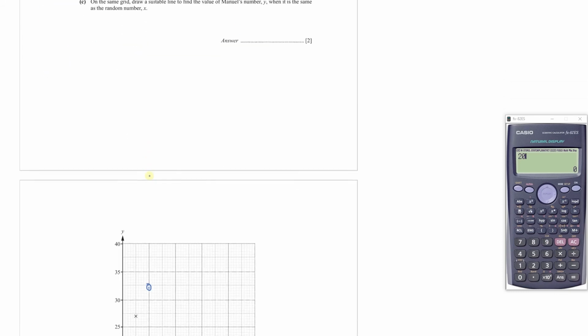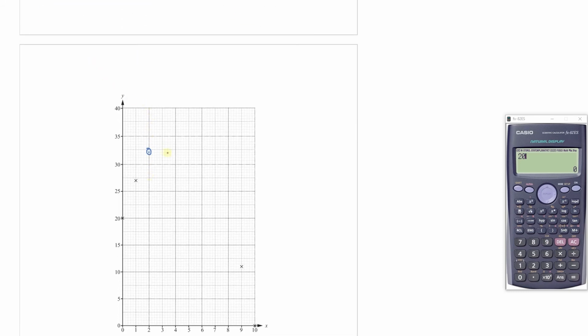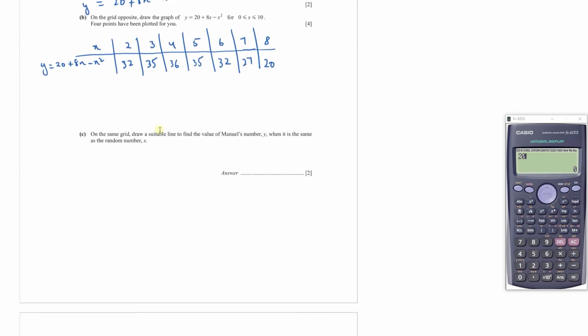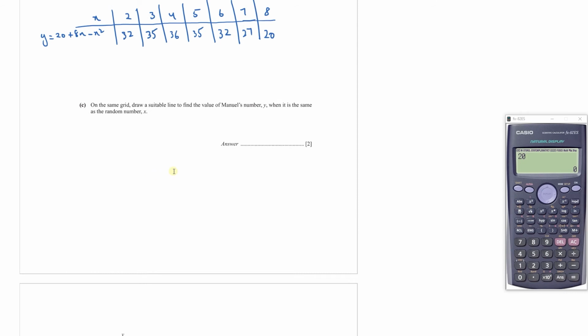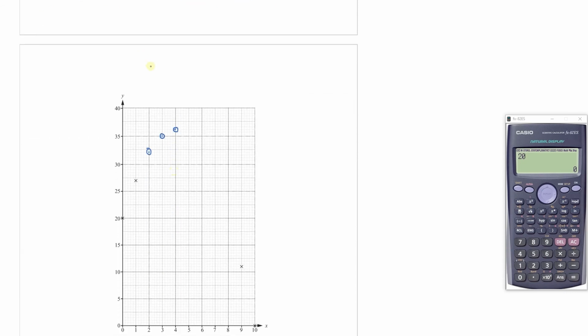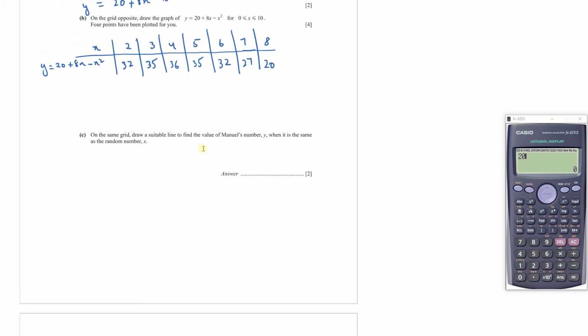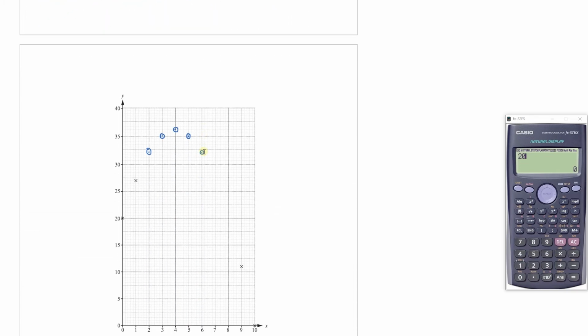The next one is 35, at x equals 3. 35 will be this one. At 4, you have 36. 4 and 36 will be this one. 5 is 35. Then 6 is 32. 32 is this one. 7 is 27 and 8 is 20.